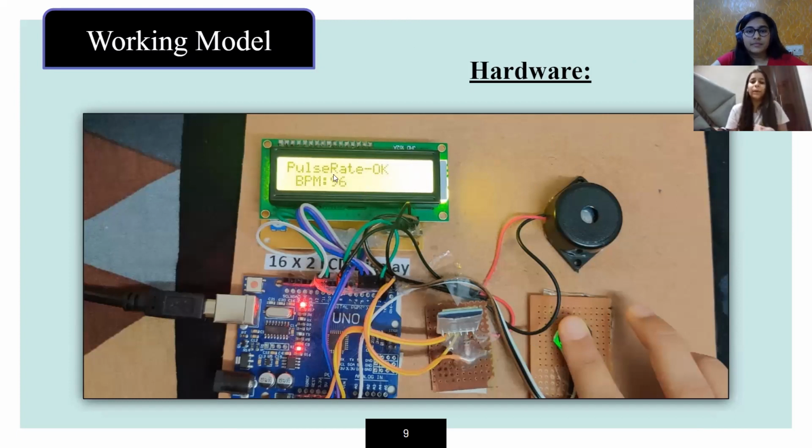The exact value of the BPM rate is being displayed. And as we know, the value between 60 and 120 is a normal BPM rate. So it is also saying that the pulse rate is okay. Just in case the BPM value is not okay, it will actually display that the pulse rate is not okay.